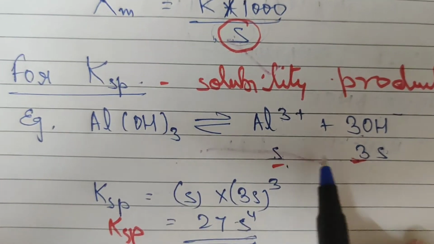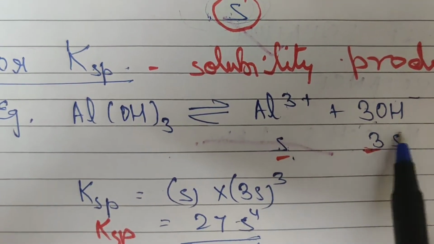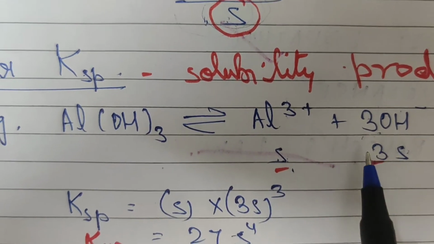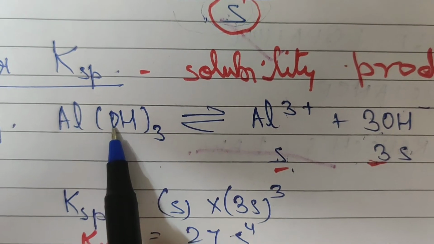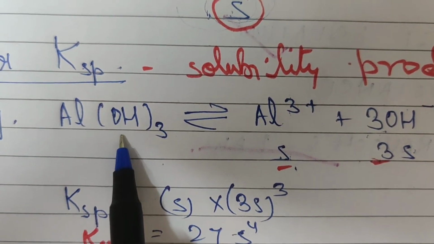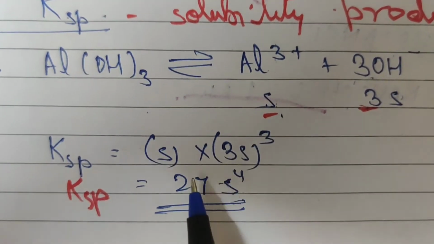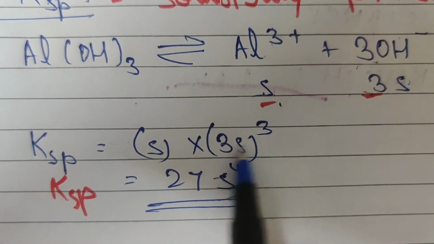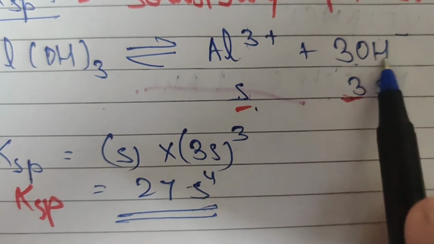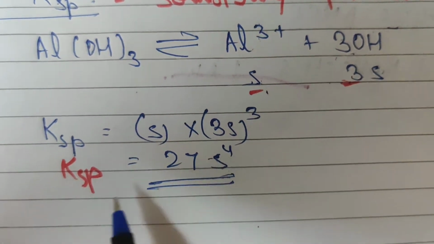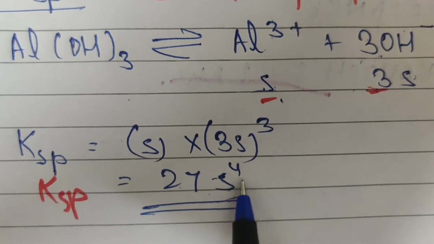Now to write down the value of K, the dissociation constant, which is equal to the product of the products' concentrations, each raised to the power of the stoichiometric coefficient. Since this is sparingly soluble, obviously it must have undergone very little dissociation, so we take the denominator as constant. So I have not mentioned anything in the denominator side. So this will be multiplied together and 3S is raised to the power 3. So finally the relation will be Ksp is equal to 27S raised to the power 4.